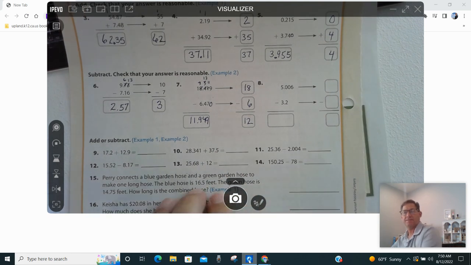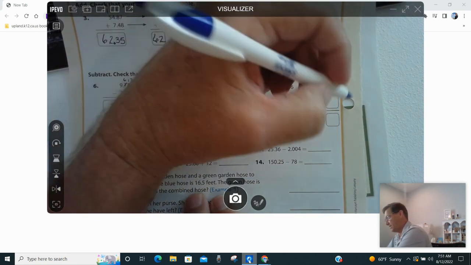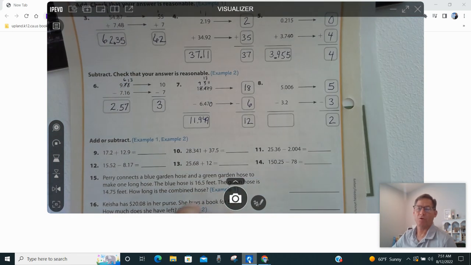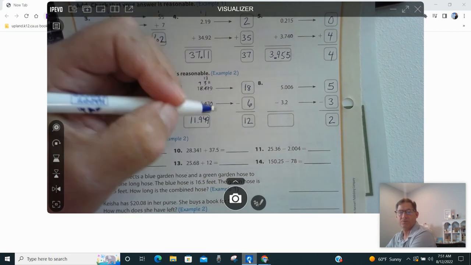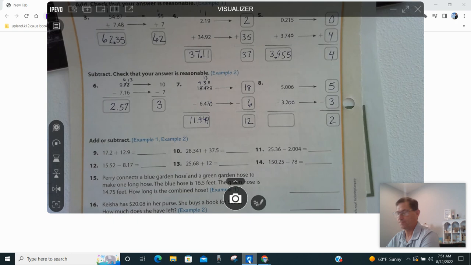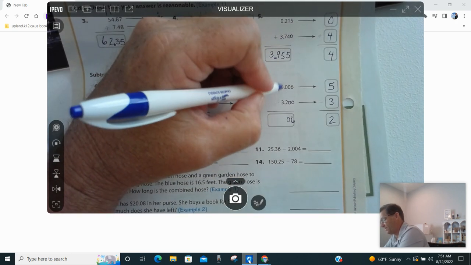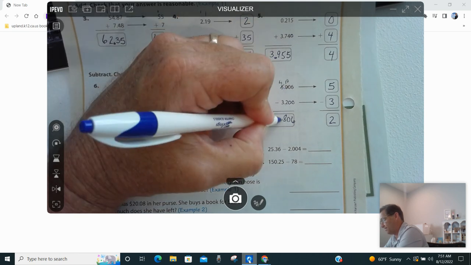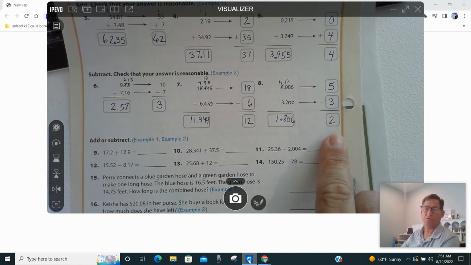5 and 6 thousandths, that would get rounded to 5. And 3 and 2 tenths will get rounded to 3. So we're expecting an answer somewhere around 2. Right, this is 2 tenths. This has 6 thousandths. So let's add 2 placeholder zeros. Subtract 6, 0. I can't subtract 2 tenths from no tenths, so I'll regroup. And I get 1 and 806 thousandths, which is close to 2.